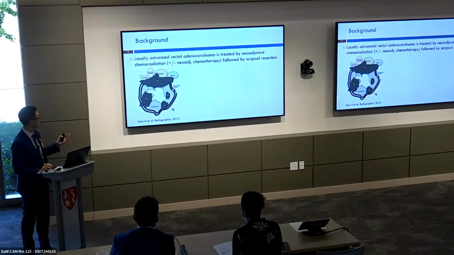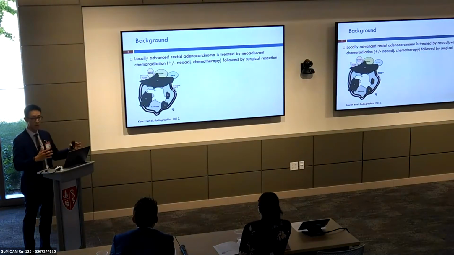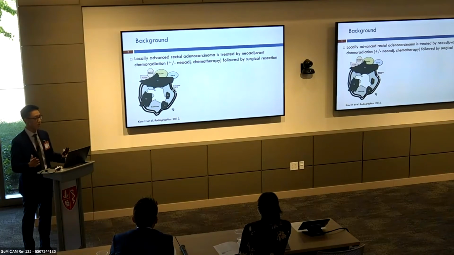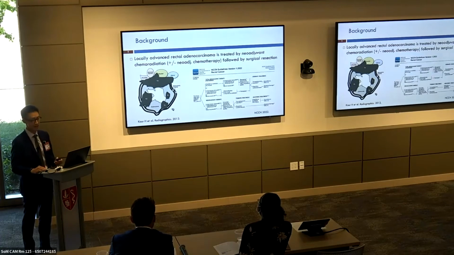So currently, locally advanced rectal adenocarcinoma is treated first by giving upfront neoadjuvant chemoradiation with or without neoadjuvant systemic chemotherapy, followed by surgical resection. And the reasoning for giving radiation first before surgery is to try to shrink the tumor, irradiate the lymph node basin, potentially reduce the morbidity of the operation, and increase the chance of a complete R0 resection. And this approach is enshrined in our NCCN guidelines for the treatment of rectal cancer.